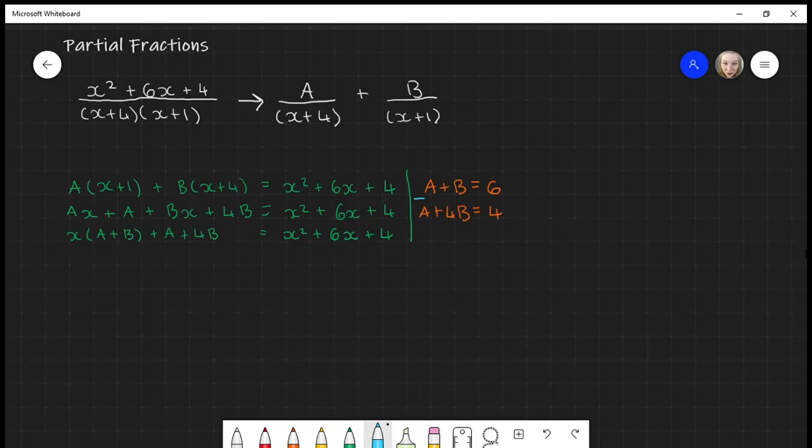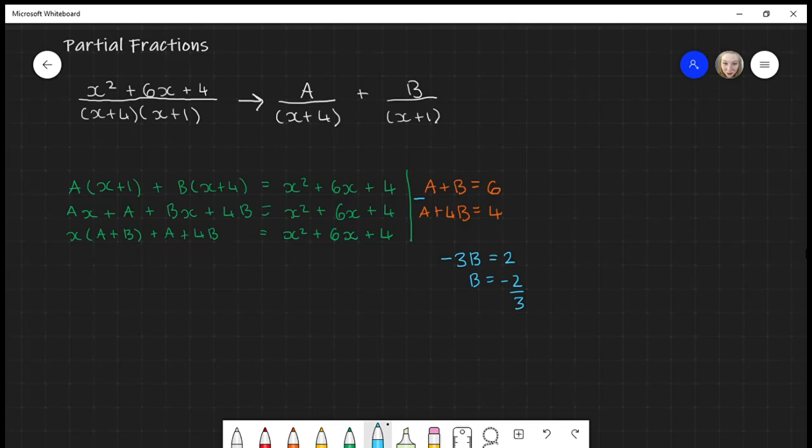I'm going to take them away from each other. a minus a is 0, b minus 4b is minus 3b, and 6 minus 4 is 2. So b is minus 2/3.